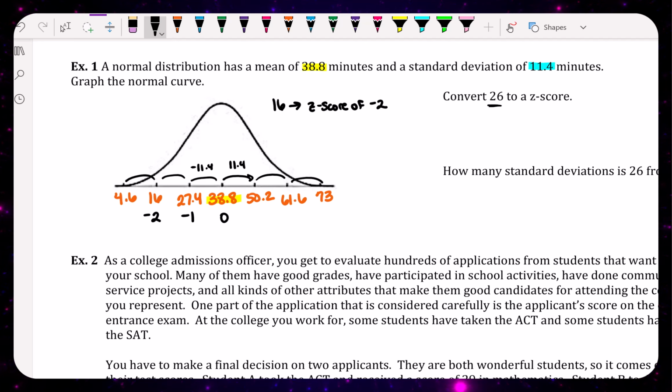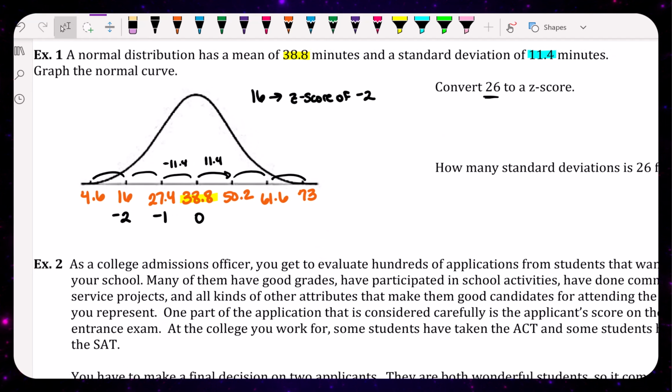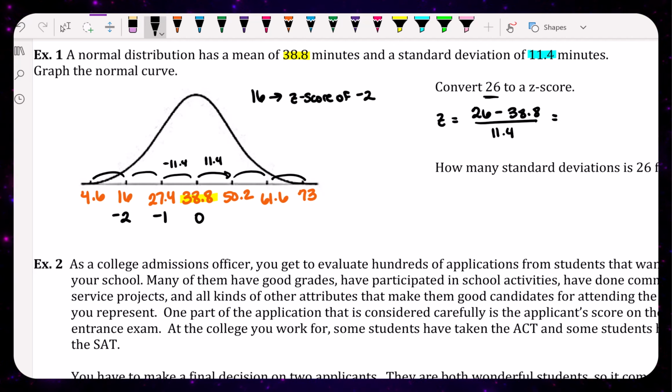So since we don't see 26 on this, I can't just visually figure out the z-score. So what I'm going to do is find the distance. The z-score formula says take your value or your data point, which is 26, and subtract the mean from it. Now the mean is 38.8, and then you're going to divide that by your standard deviation of 11.4, and then we're just going to type that on our calculator and see what we get.